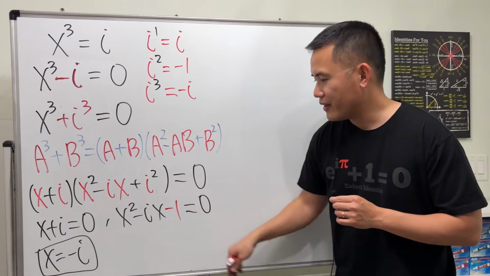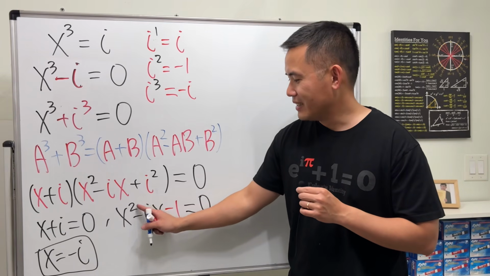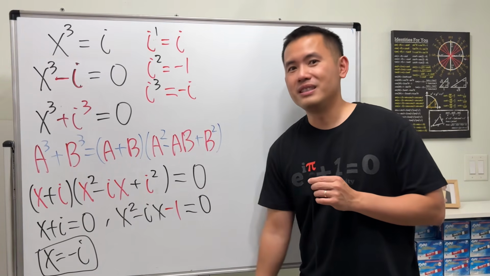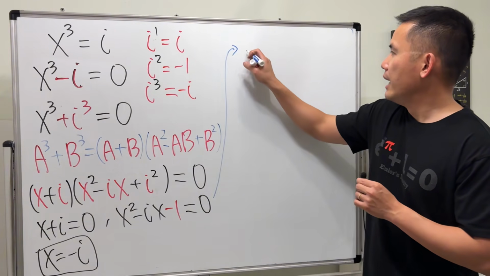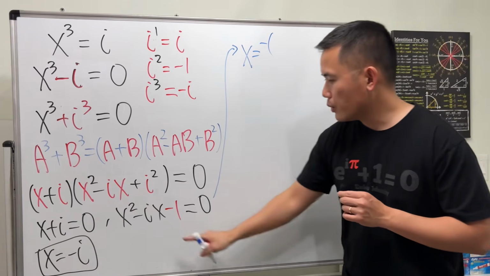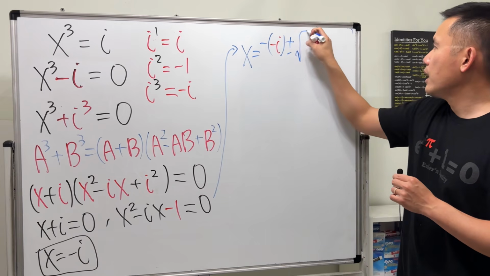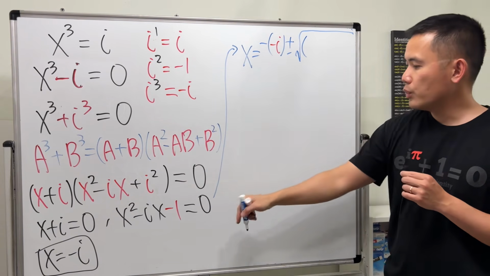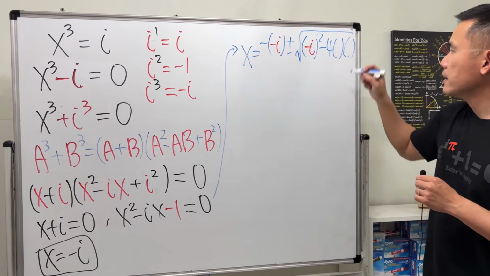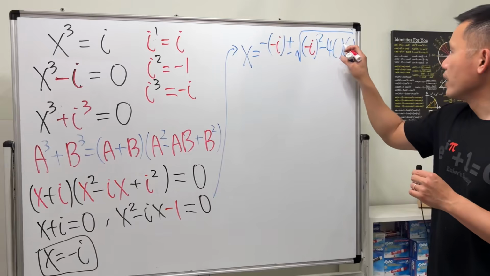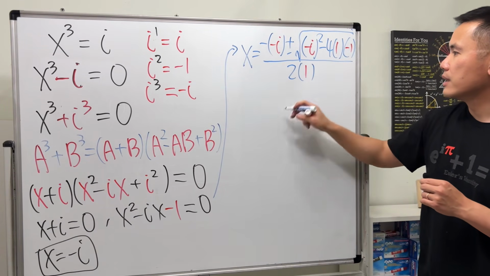Now, for this right here, I'm just going to do it on the side. We have a quadratic equation with a non-real coefficient. Let's just use the quadratic formula. So, right here, x is equal to -b, which is -i right here, plus or minus square root, and then we have b, which is -i, square that, minus 4ac. A is 1, c is -1, all over 2 times a, which is 1.